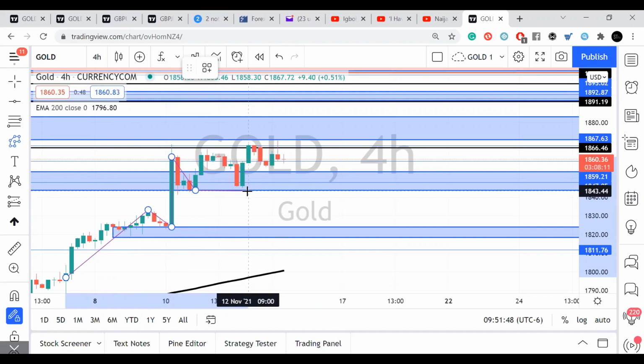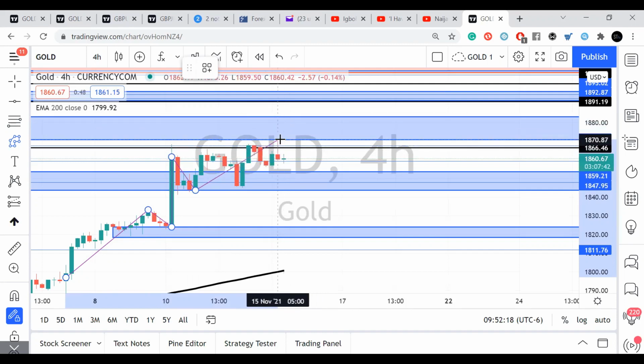I'm not selling gold down here. Gold will only come back to break this structure, but it's not. Gold will never break structure unless there is high impact news. You need to take note. It's only high impact news that can make gold break the 4-hour structure. It's not even any kind of news, it must be a serious news. Even with that tomorrow, I'm not sure gold is going to break this structure.